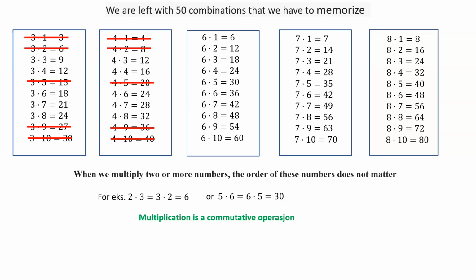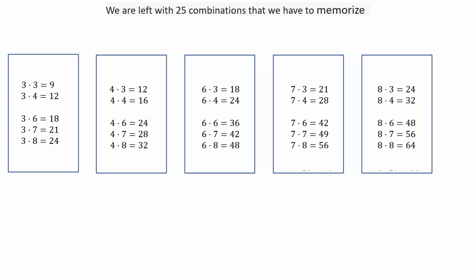And the numbers multiplied by 6. And the numbers multiplied by 7. And the numbers multiplied by 8. So that we are left with only 25 combinations that we need to memorize.